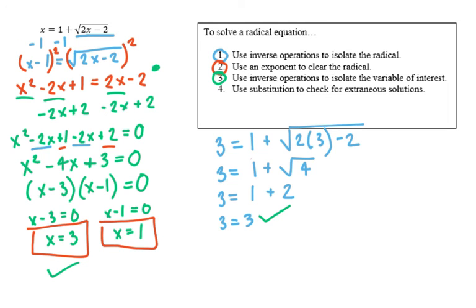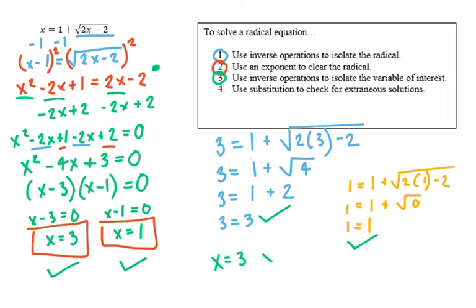So let's substitute 1 in for x. When we do that, we get 1 equals 1 plus the square root of 2 times 1 minus 2. When we simplify, we get 1 equals 1 plus the square root of 2 minus 2, which is 0. The square root of 0 is 0, so we get 1 equals 1, which is also true. So x equals 1 is also a solution to this radical equation. So this radical equation has two solutions at x equals 3 and x equals 1. And we are done with this problem.